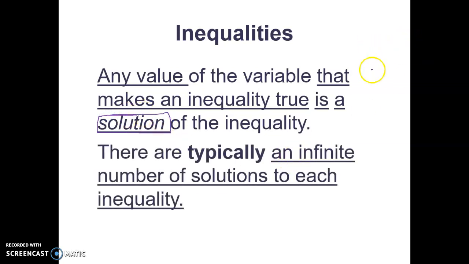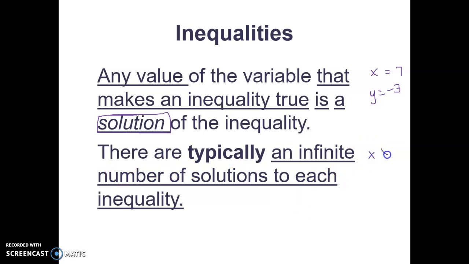Now, in algebra, when we are solving for an equation like we did in chapter 3, we often ended up with just one solution. We can have more, but so far we've just ended up with one solution, like x equals 7 or y equals -3. With inequalities, there are typically an infinite number of solutions to each inequality. Let's think about why that's true.